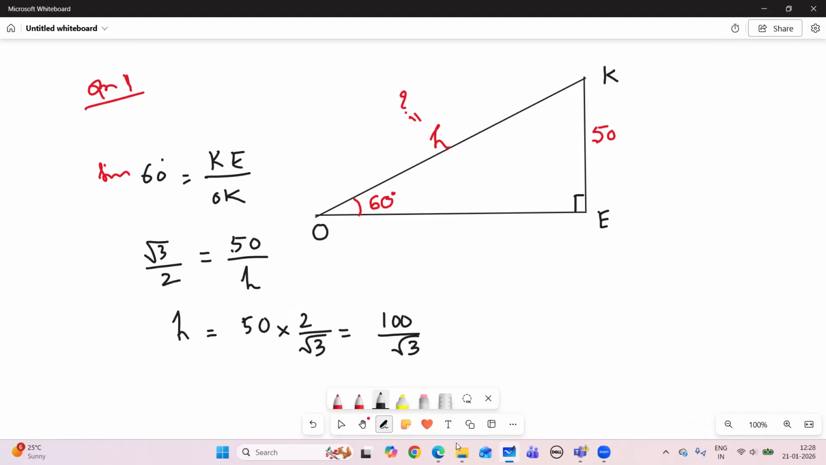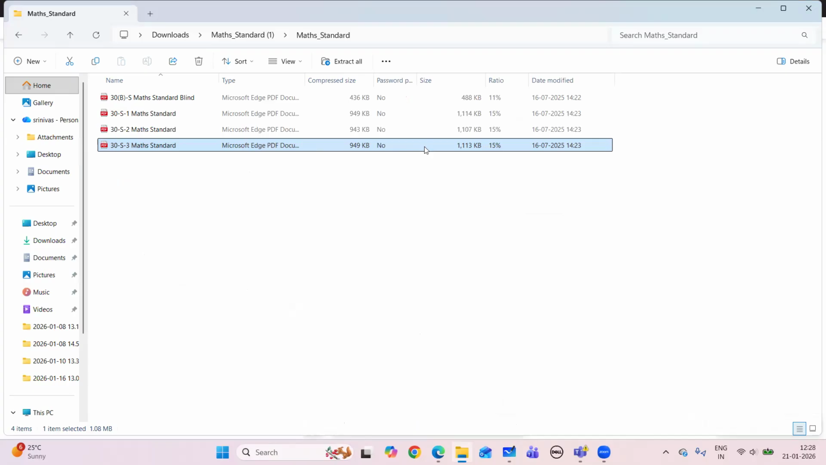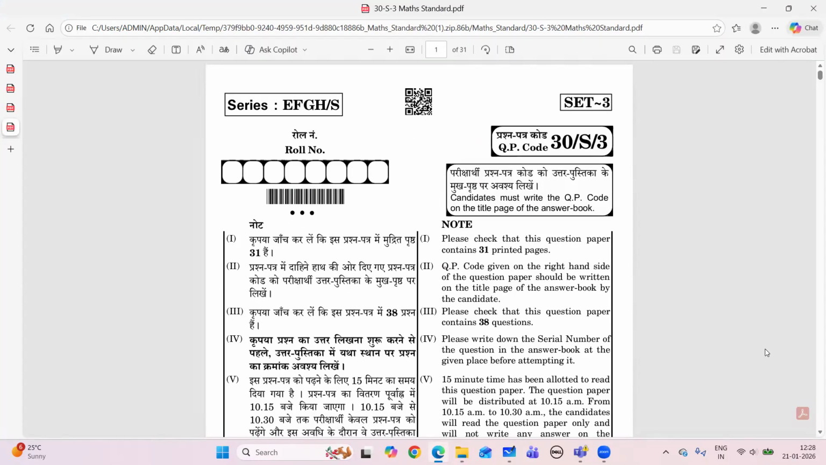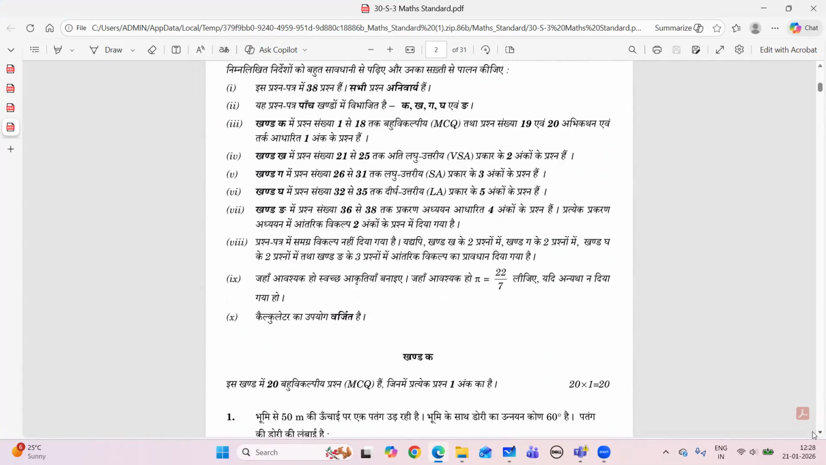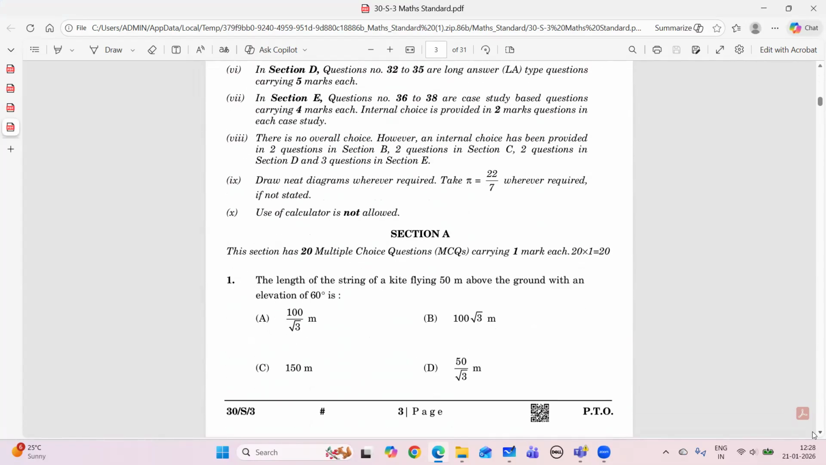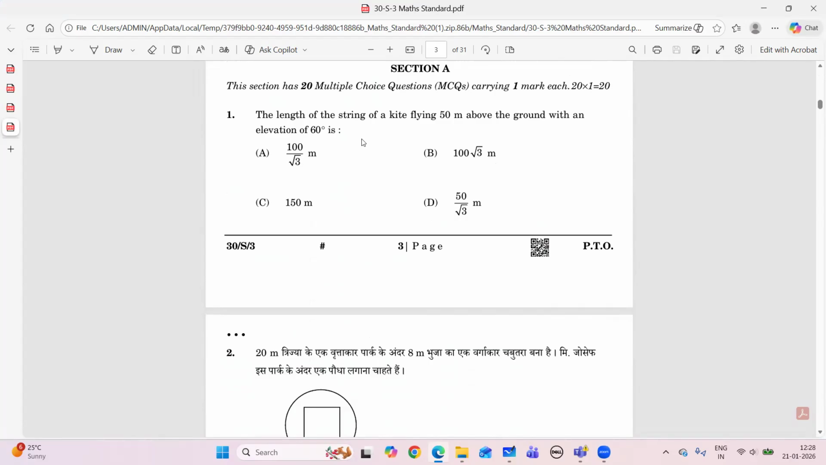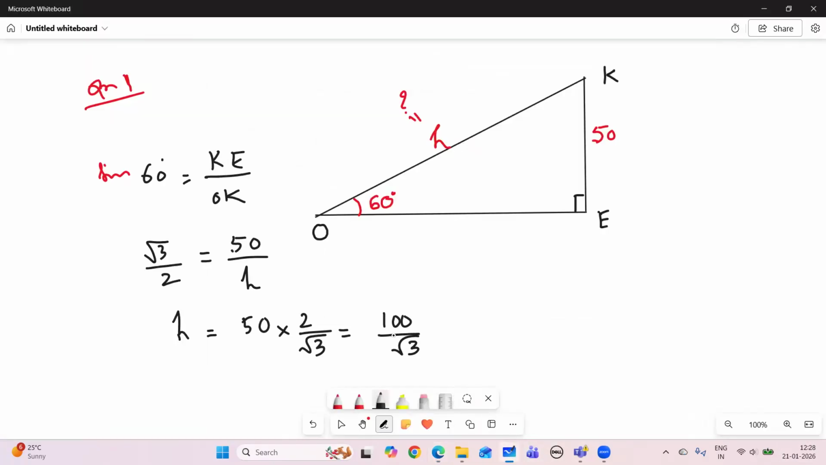So let us look at the choices. So 100 by root 3. Height is in meters, so the length of the string also will be in meters. So this is 100 by root 3. This is the right answer. A is the right answer. So we have 100 by root 3 meters. This is the length of the string.